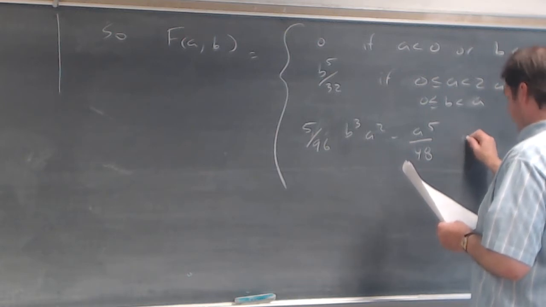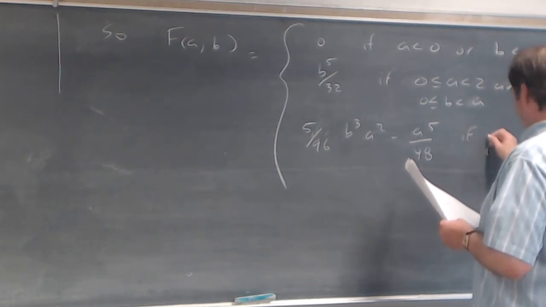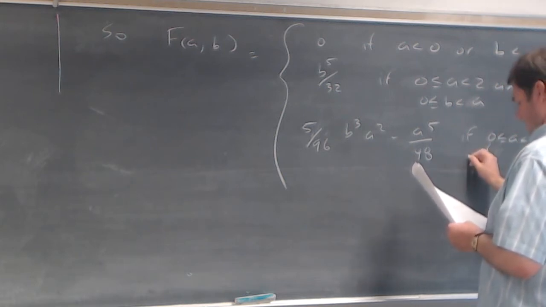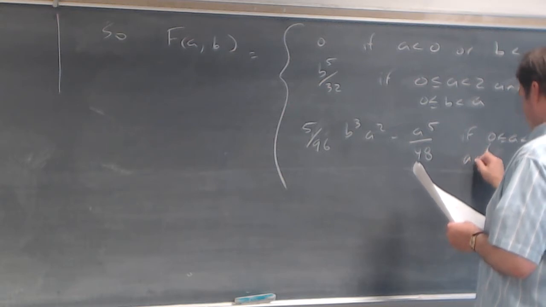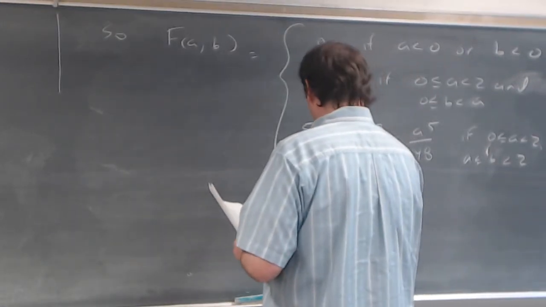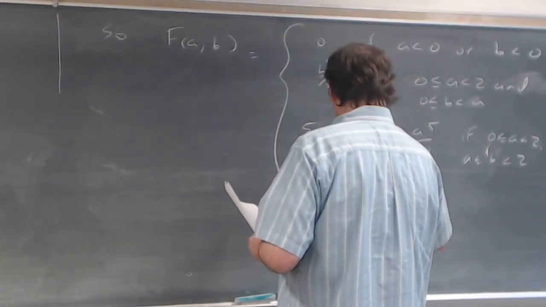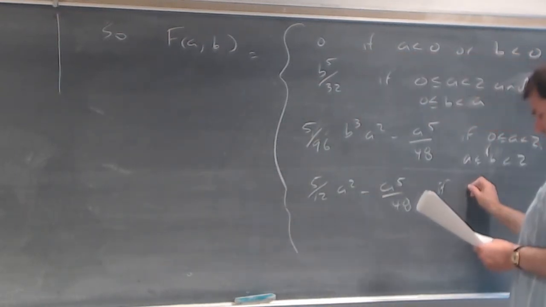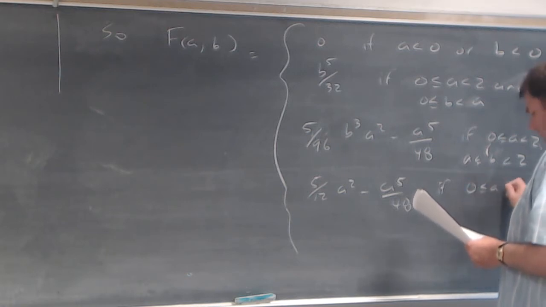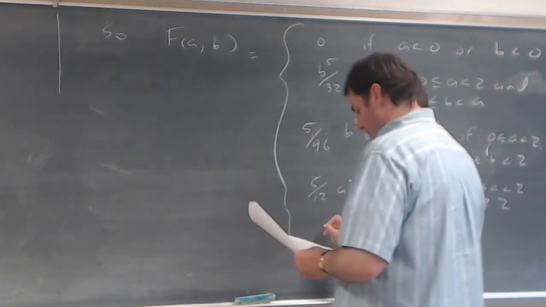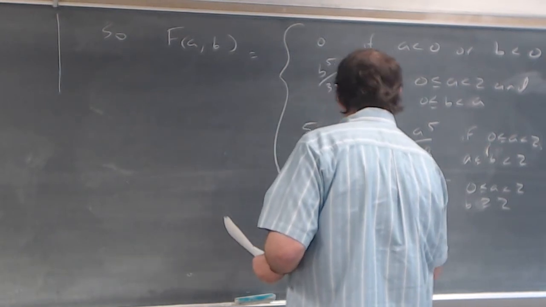And that was what we had if 0 is less than or equal to a is less than 2 and a is less than or equal to b is less than 2. Then we have 5/12 a squared minus a to the 5th over 48. And that was if these two things are happening: 0 is less than or equal to a is less than 2 and b is greater than or equal to 2. Then we had b to the 5th over 32 again.